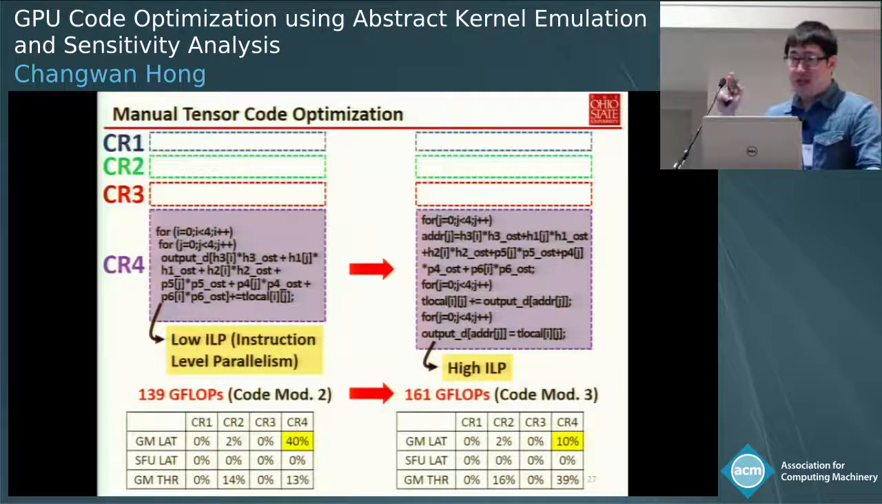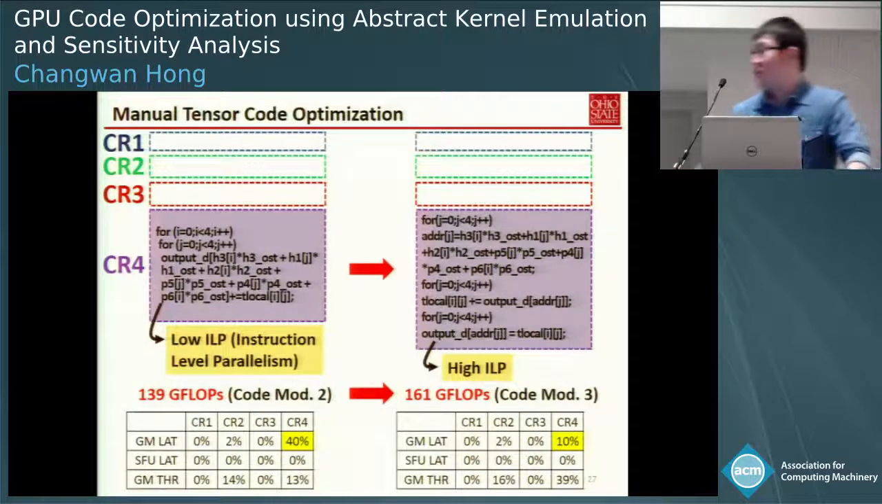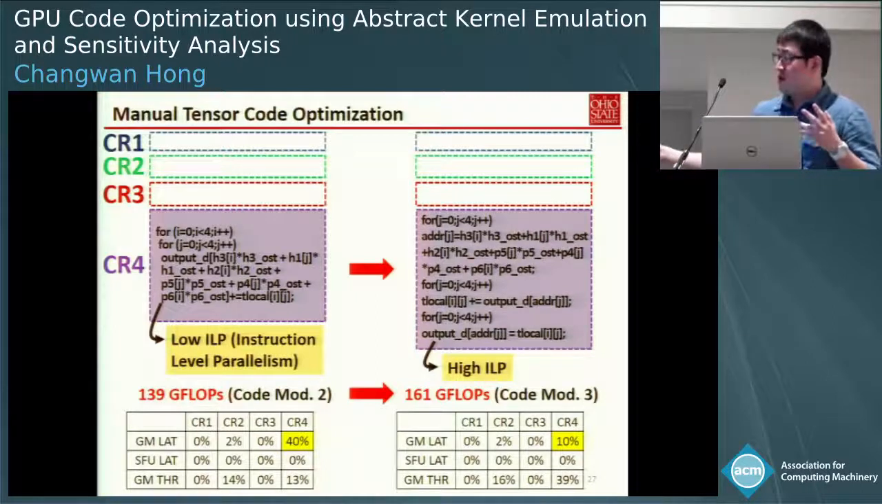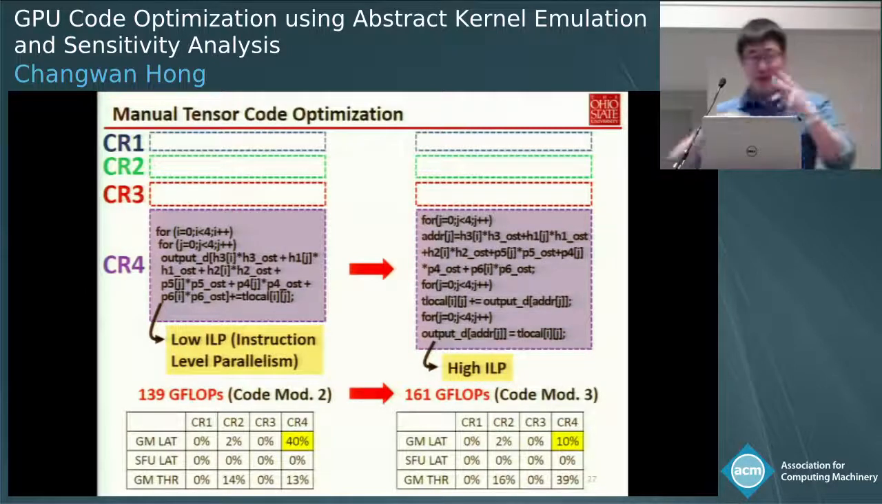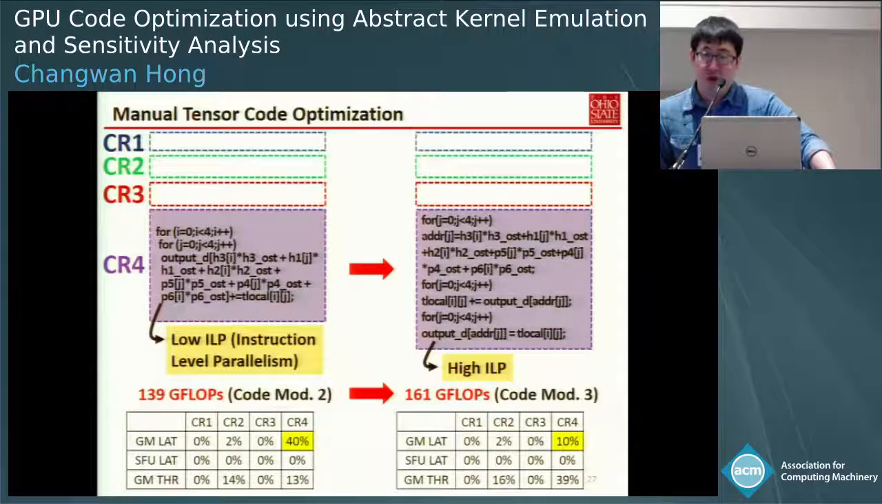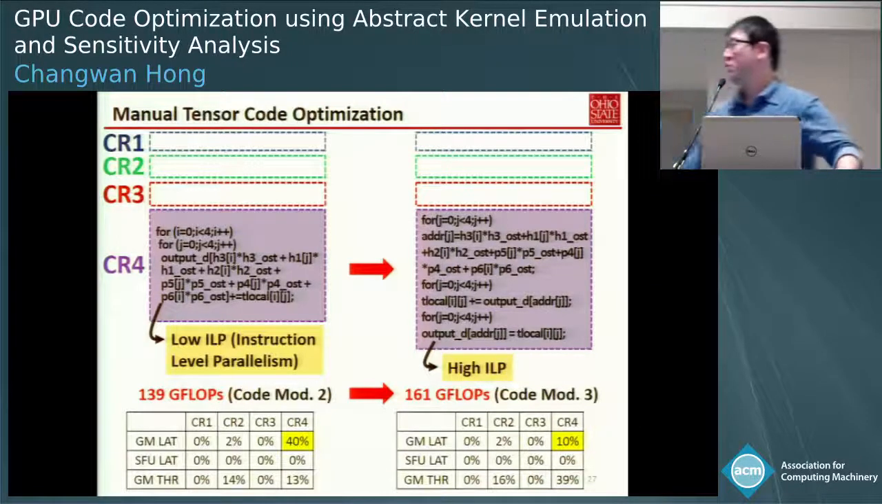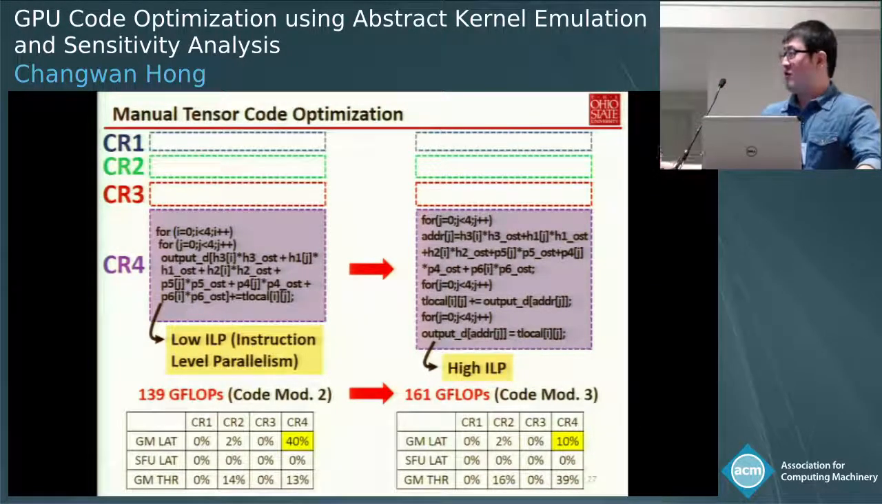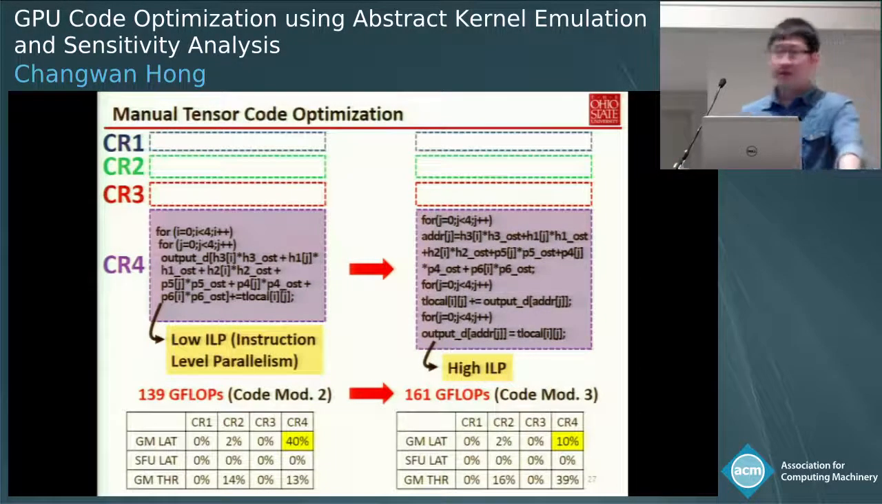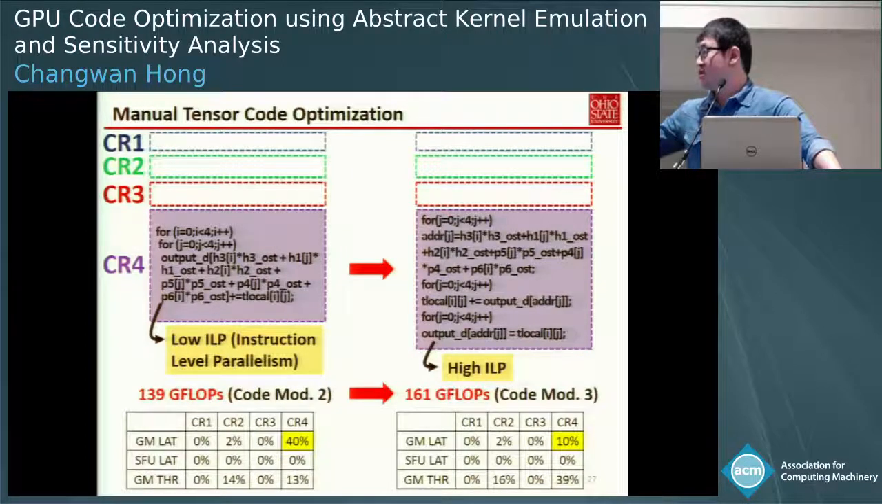Now, the most sensitive part is global memory latency in code region 4, which is 40%. We figured out the instruction level parallelism in code region 4 with respect to memory accesses is very low. So we reordered instructions to increase ILP in code region 4. So sensitivity in code region 4 is decreased from 40% to 10%. At the same time, performance is improved to 161 gigaflops.